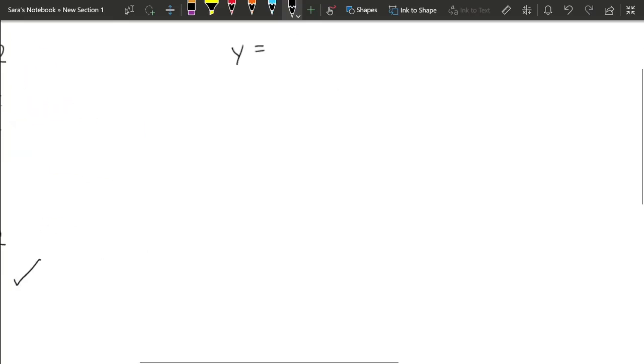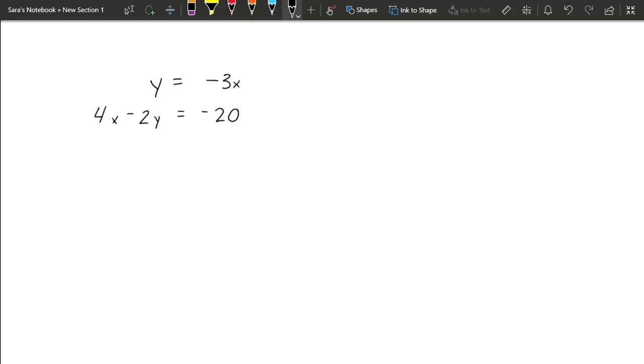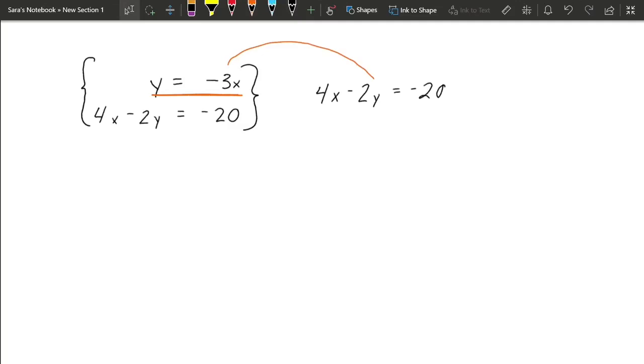Our next example is y equals negative 3x and 4x minus 2y equals negative 20. We know that y equals negative 3x. We will be plugging in negative 3x into our equation 4x minus 2y equals negative 20. Rewrite the equation as 4x minus 2 times (negative 3x) equals negative 20. We will then multiply negative 2 times negative 3x. Negative times a negative is a positive, therefore we get 6x.